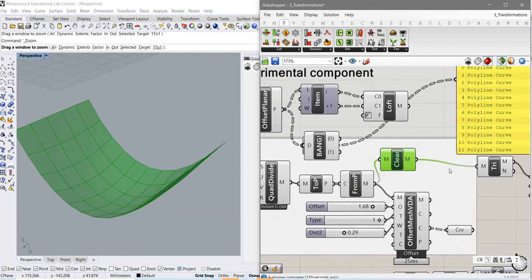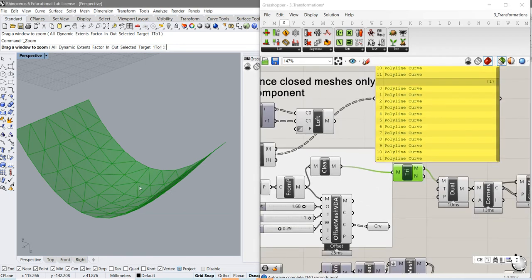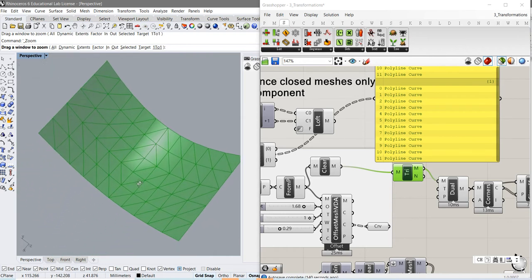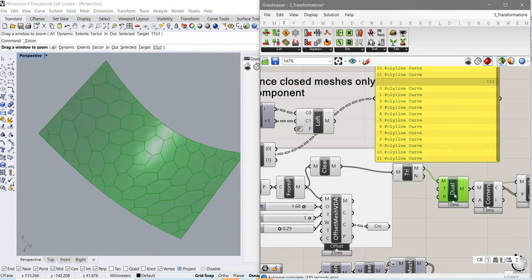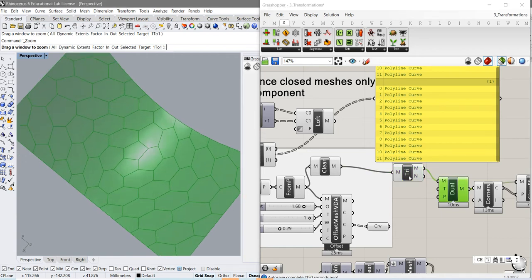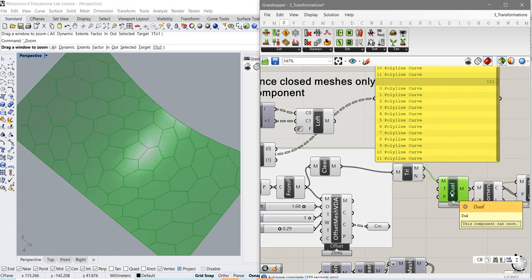When you clear it, then they are divided into triangles. Okay, you divide them into triangles. This is interesting, and then you find the dual of it. Now they become hexagons. You see the relationship between triangles and the hexagons.